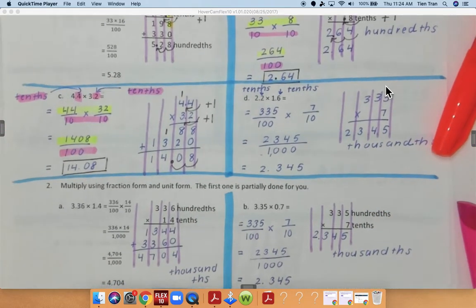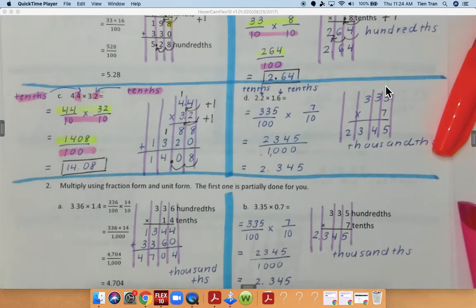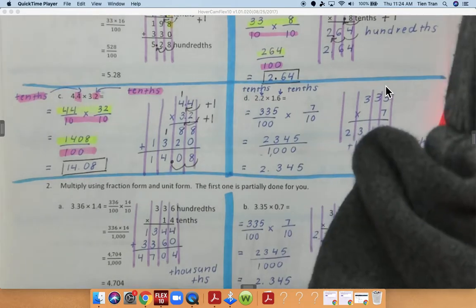Now, the moving decimals is a review, but if you don't remember, make sure you are asking me for help on that one.